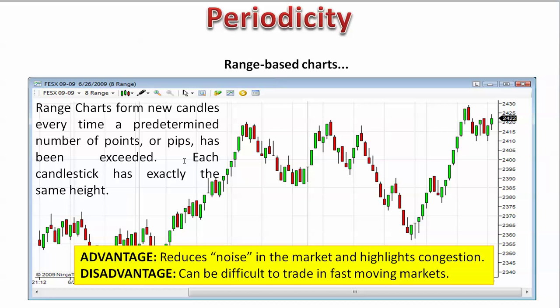Now the advantages: range charts remove the noise in markets and highlight congestion in the market, which is where we want to be very cautious. When we see on a range chart 3 or 4 candles horizontally or side by side in a narrow range, you want to be very cautious there. We're looking for our breakout. Even with 4 candles here, you've got a lot of information because there are other indicators that we would be using here. And we've got a nice little double top, etc., which I don't want to go into right now.